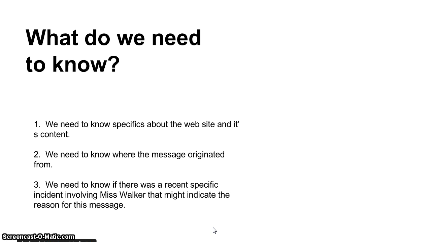We need to know the specifics about the website and its content, what was on this website, and we need to know where the message originated from, if possible. We also need to know any recent incidents involving Ms. Walker that might indicate to us where to look for the source.